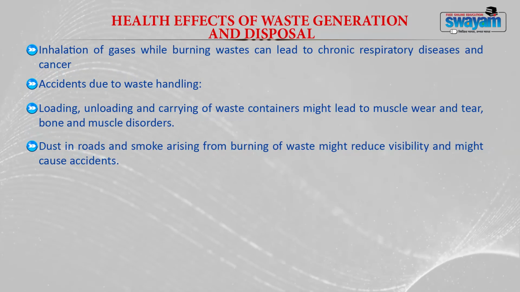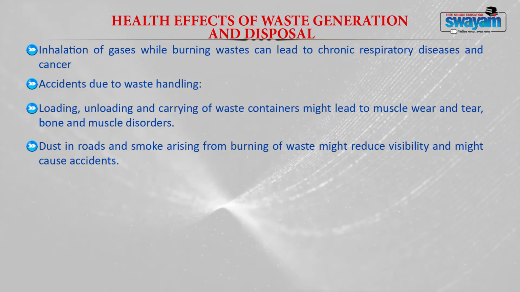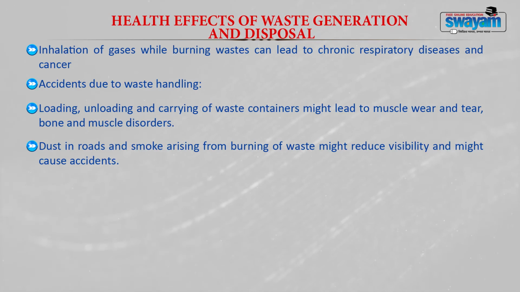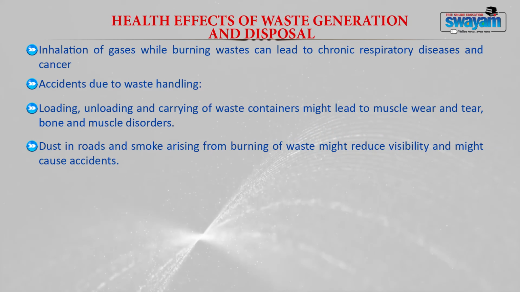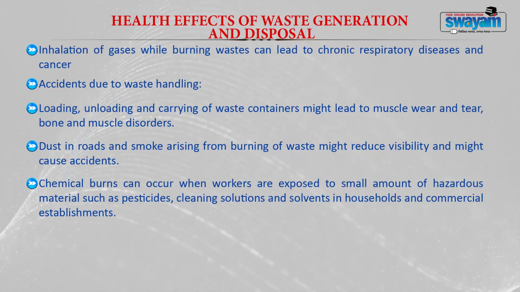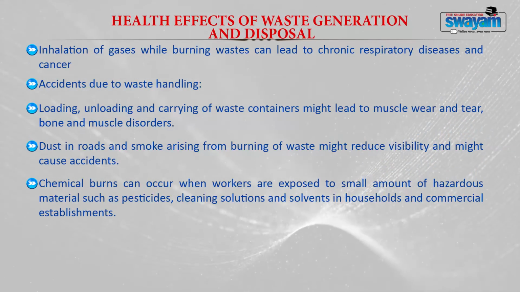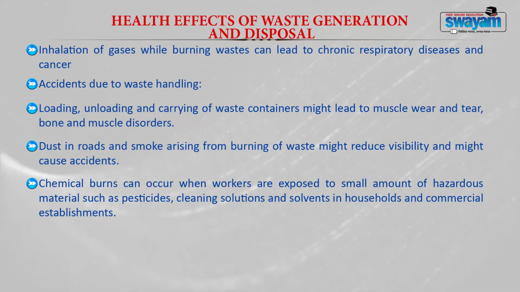In open dumps, a lot of smoke comes out during the burning of waste, which might reduce your visibility. That is again one reason for causing accidents during transportation or vehicle movement. So that is one important health hazard of waste generation and disposal. Sometimes people also tend to get chemical burns. People handling the waste, if there is any hazardous chemical in the waste material, can get chemical burns. Hazardous material means pesticides, cleaning solutions and solvents, which are generally used in everyday activities in households and commercial establishments.